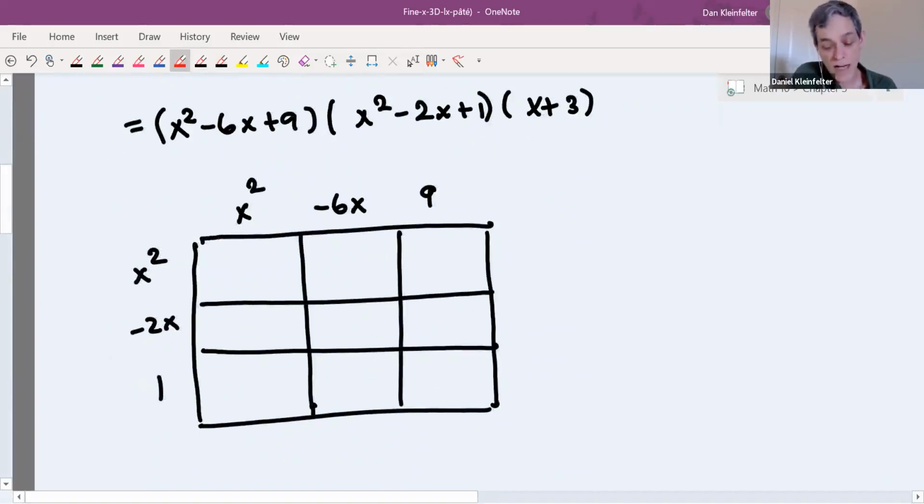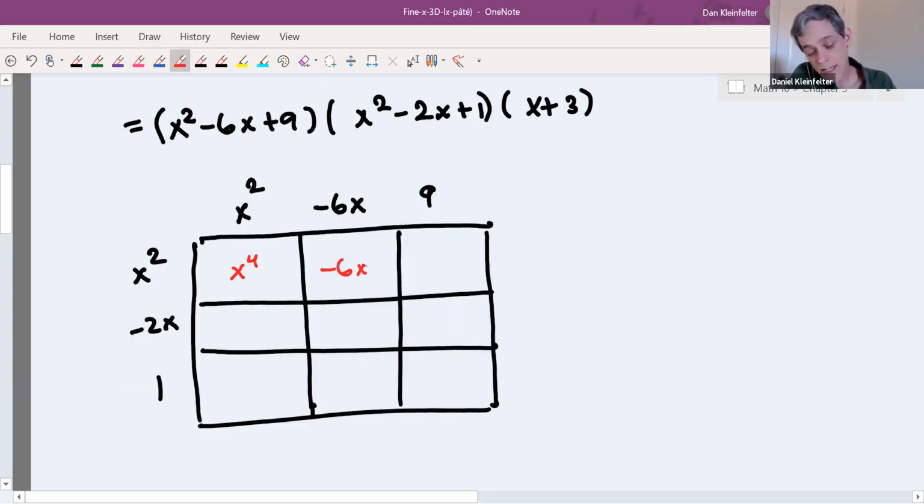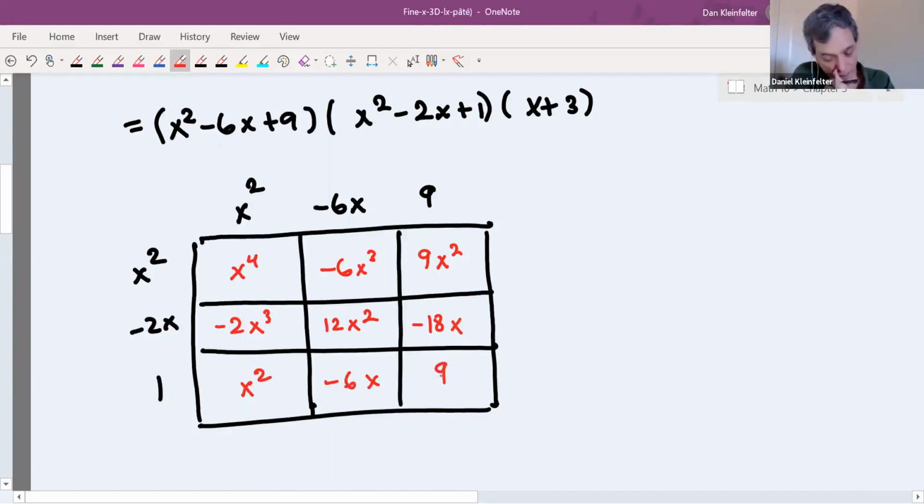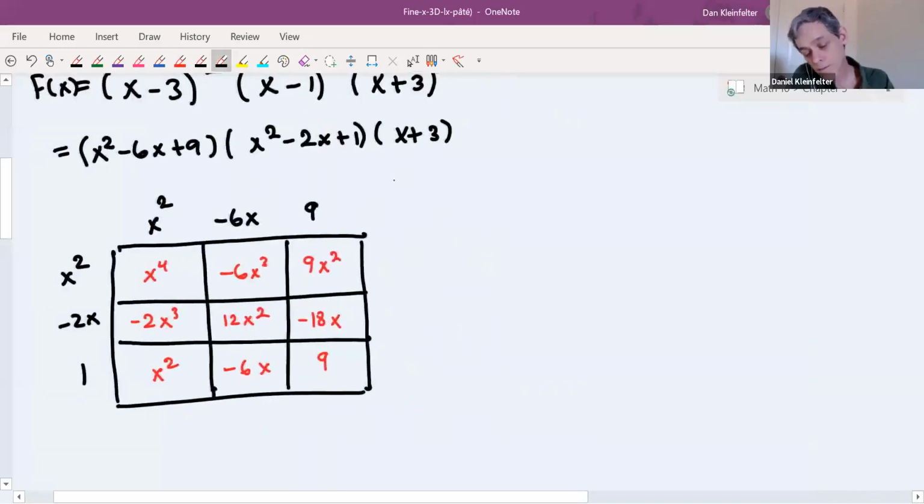So then to create the body of the table, we're going to multiply each row and column together. X squared times x squared will give us x to the 4th power. X squared times minus 6x is negative 6x cubed. Then we'll have 9x squared. Okay, continuing onward, we'll have negative 2x cubed, 12x squared, and negative 18x. And luckily for the last row, we're just multiplying by 1. Multiplying by 1 is always nice.